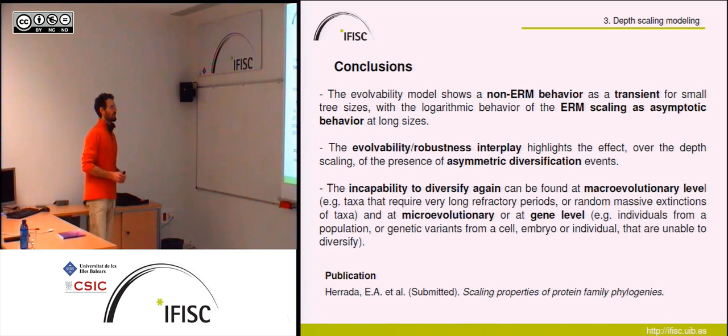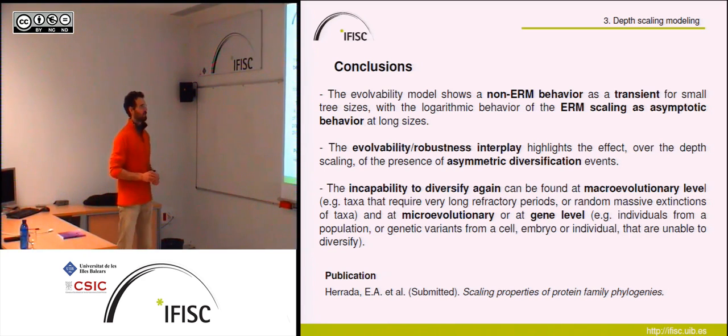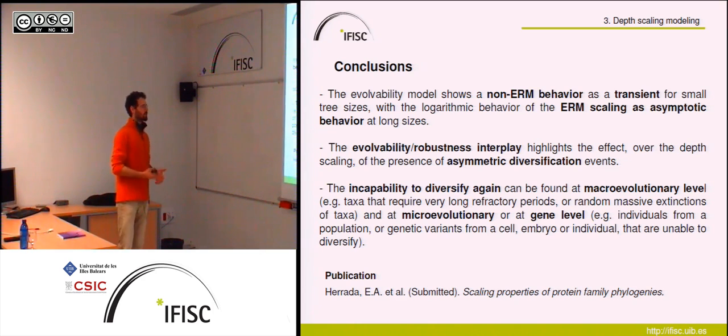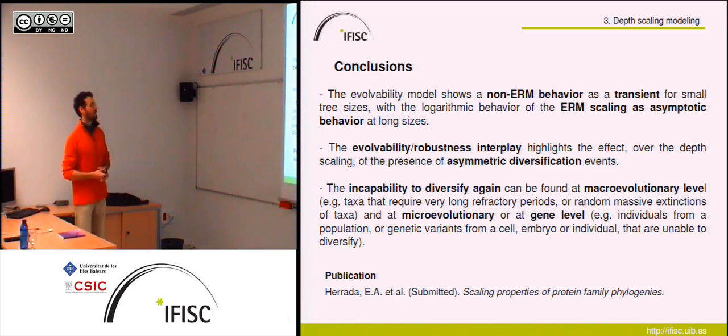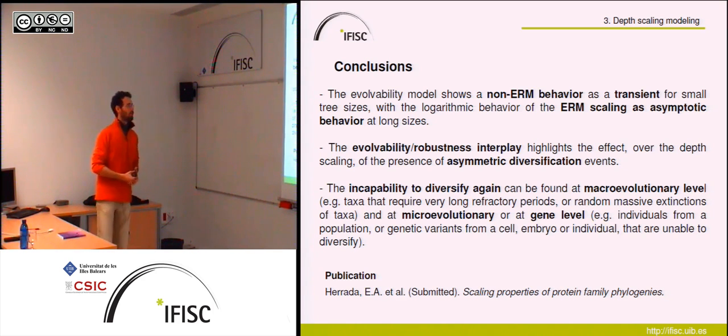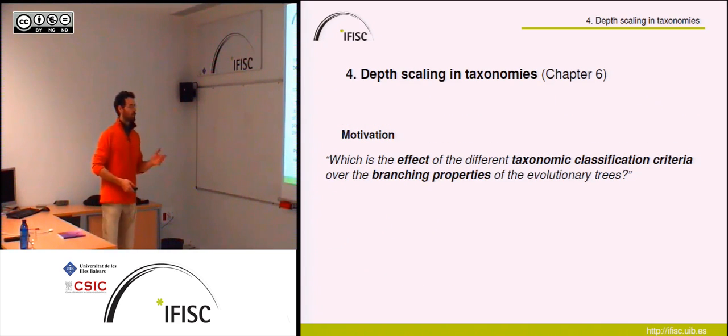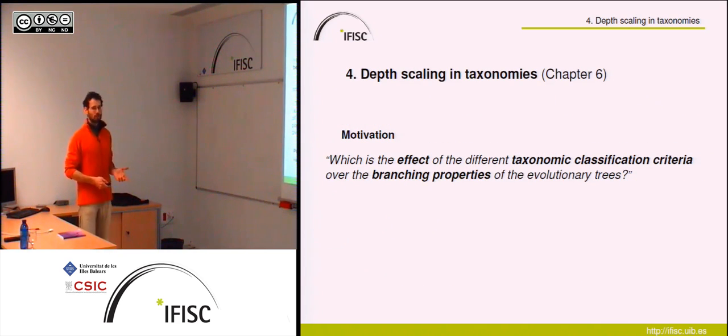And finally, the incapability to diversify again can be found at the macroevolutionary level, such as, for example, taxa that require a very long refractory period, or random massive extinction of taxa. And on the other hand, at the microevolutionary or gene level, we also observe this incapability to diversify again in individuals of a population, or genetic variants from a cell, embryo, or individual that are unable to diversify.